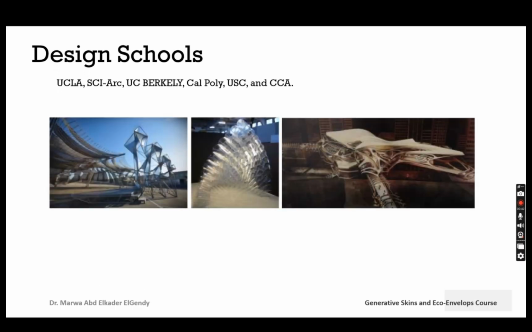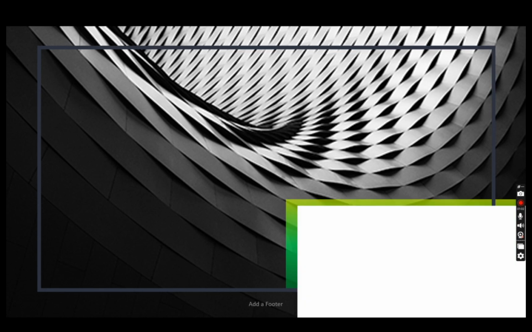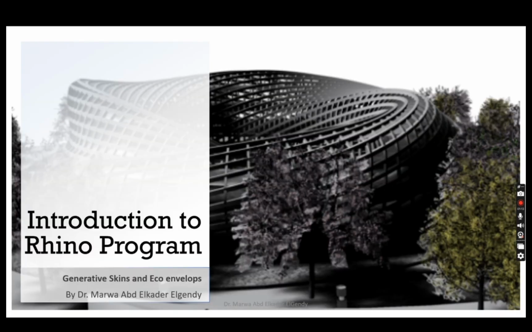There are different design schools like UCLA, SCI-Arc, UC Berkeley and USC. All these design schools use the same way of design, computational design. The second part of this workshop is the Rhino introduction. I will give a quick explanation of the Rhino introduction.